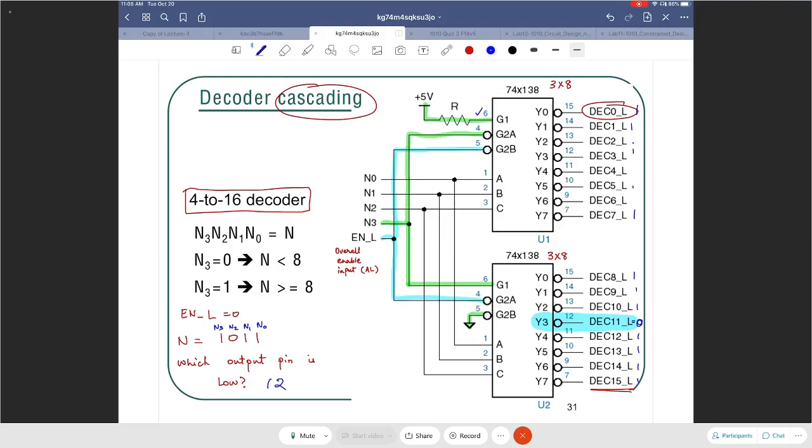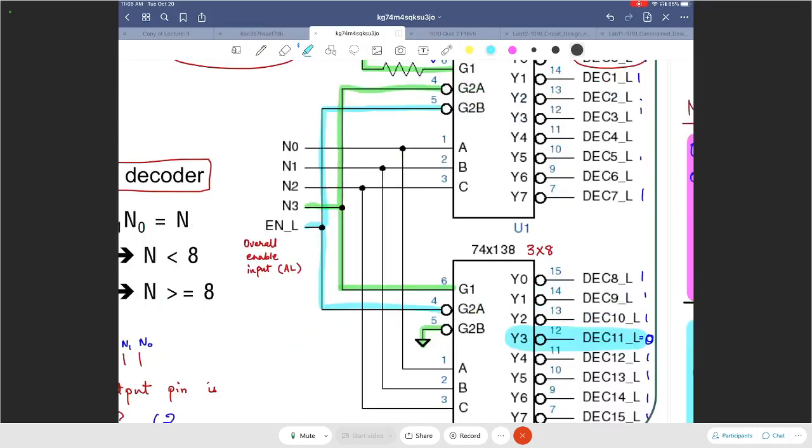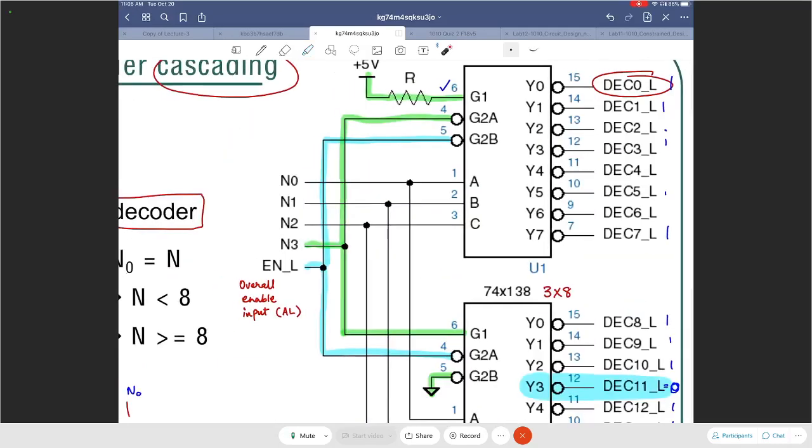Tyler has a question. Can you state why the top is disabled again? So let's see. If you look at N3, N3 is 1, right? So if N3 is 1, let's take a look at this guy here. N3 is 1. It is connected to an active low input. So if I make this high, then the G2A enable is inactive, disabled.